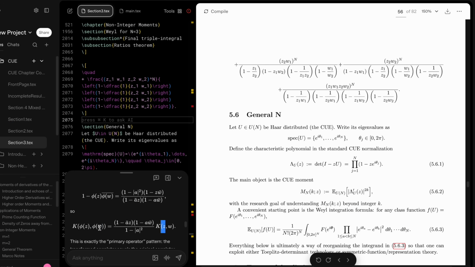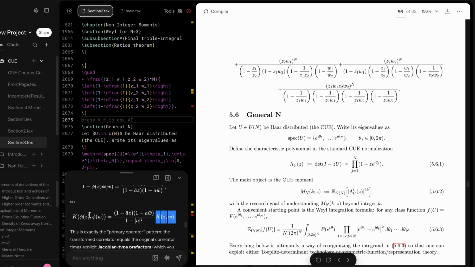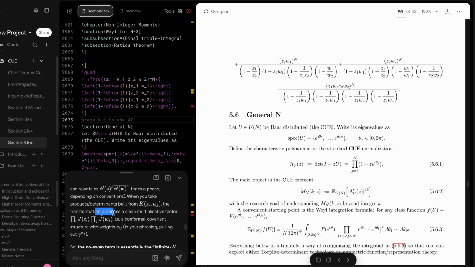So z's going to 5z, and it's showing how the correlator function, this k of zw, so this bit here, is transforming when we apply a transformation to it. But those transformations are basic. This is just a Mobius transformation. Transformation produces a clean multiplicative factor, i.e. a conformally covariant structure with weight Cij. Fair enough.